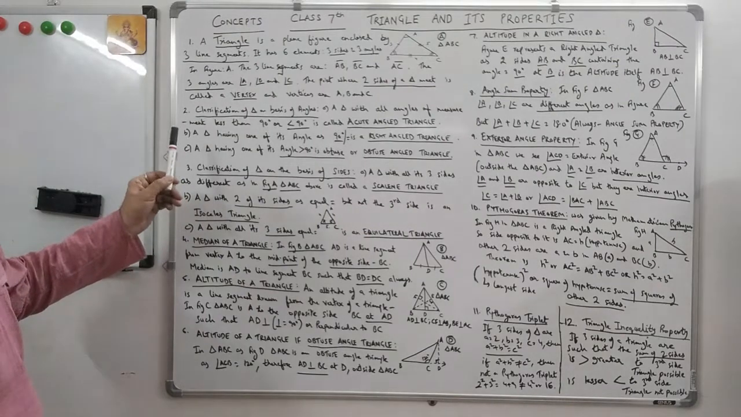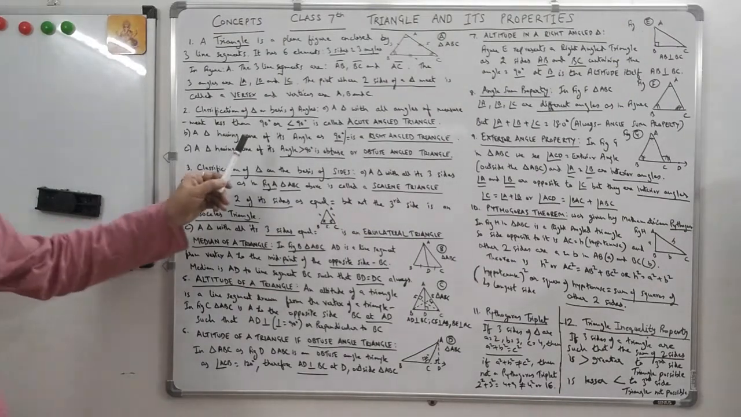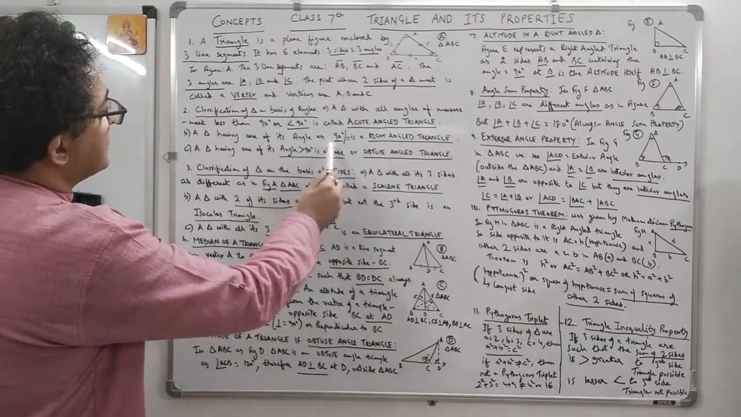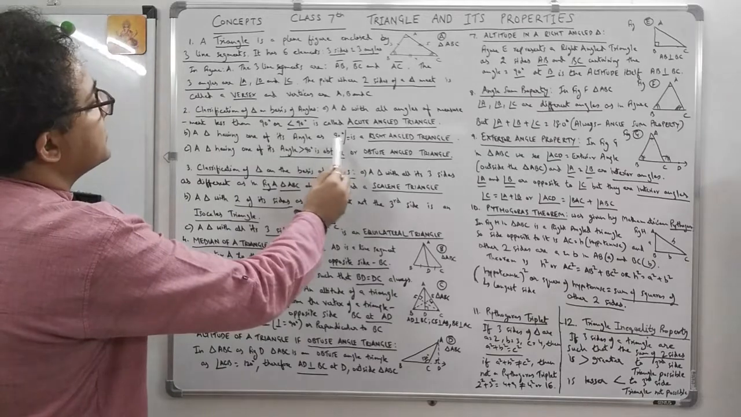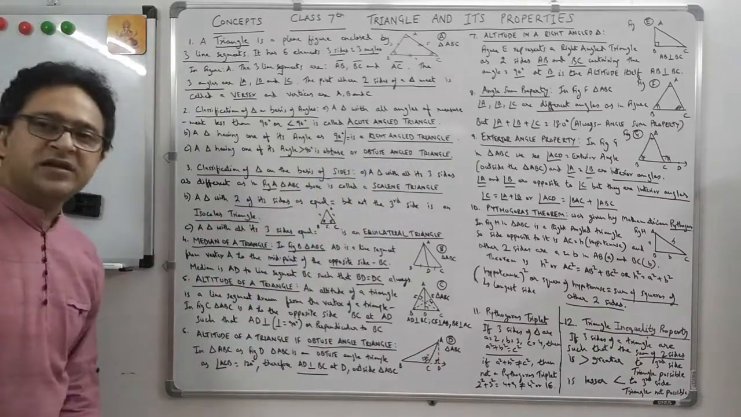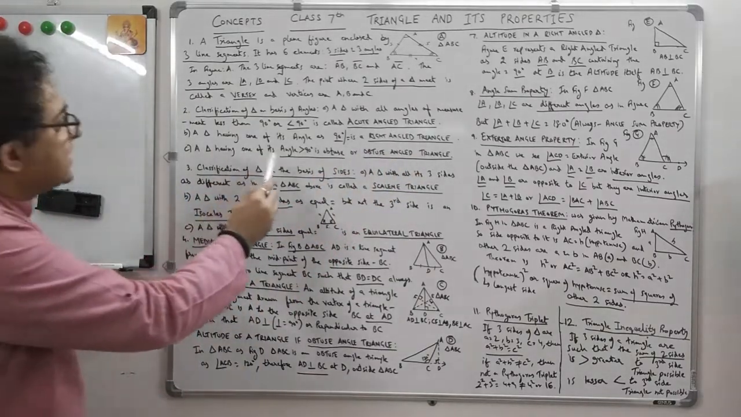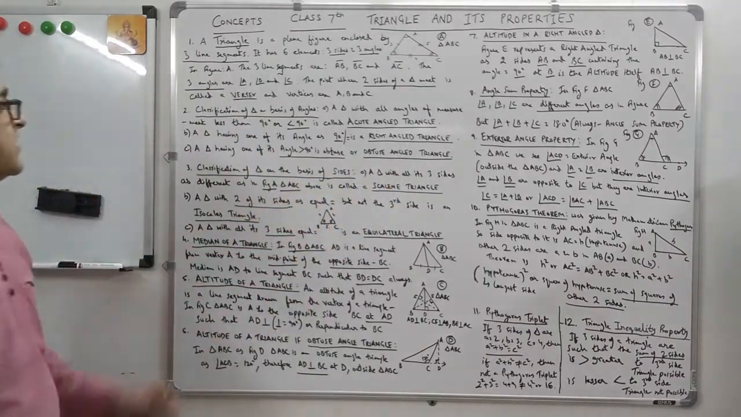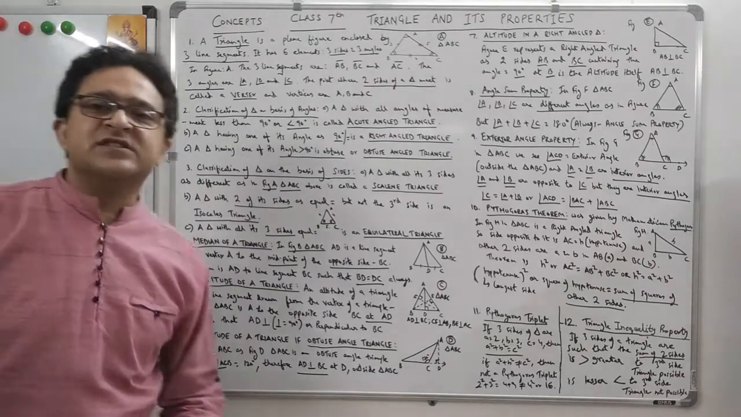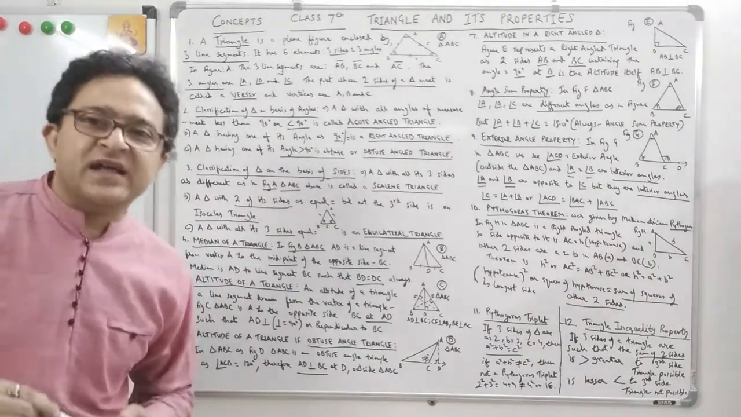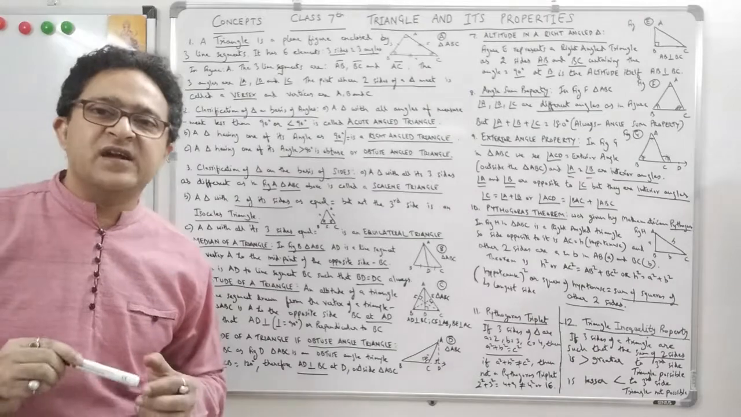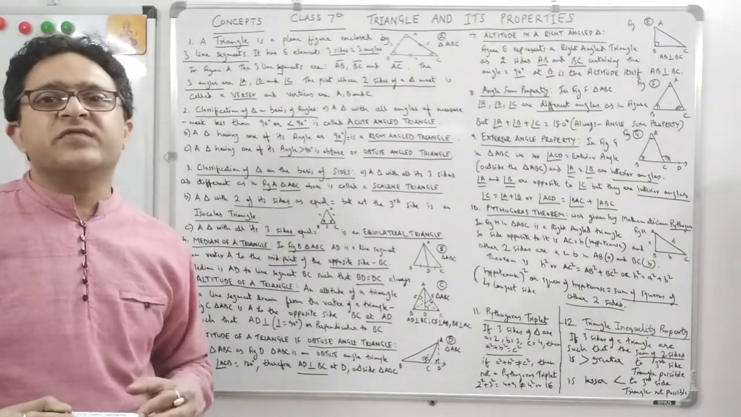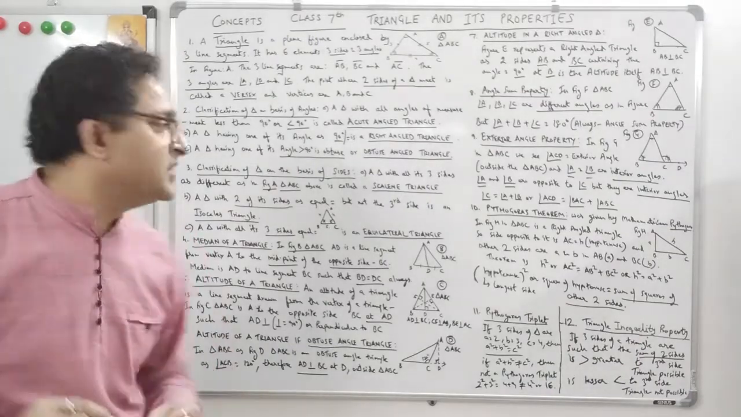The other part is B part, a triangle having one of its angles as 90 degree, or you can say equal to 90 degree, is a right angle triangle. Third is a triangle having one of its angles greater than 90 degree is an obtuse angle triangle. Very simple. So basically any angle which is less than 90 is acute. Any angle which is equal to 90 is a right angle triangle. And any angle which is above 90 degree will be an obtuse angled triangle.